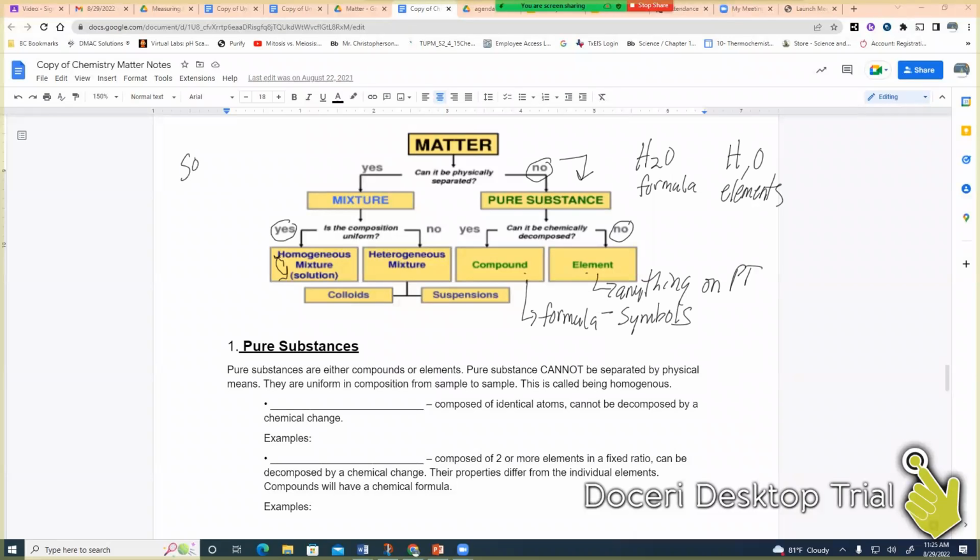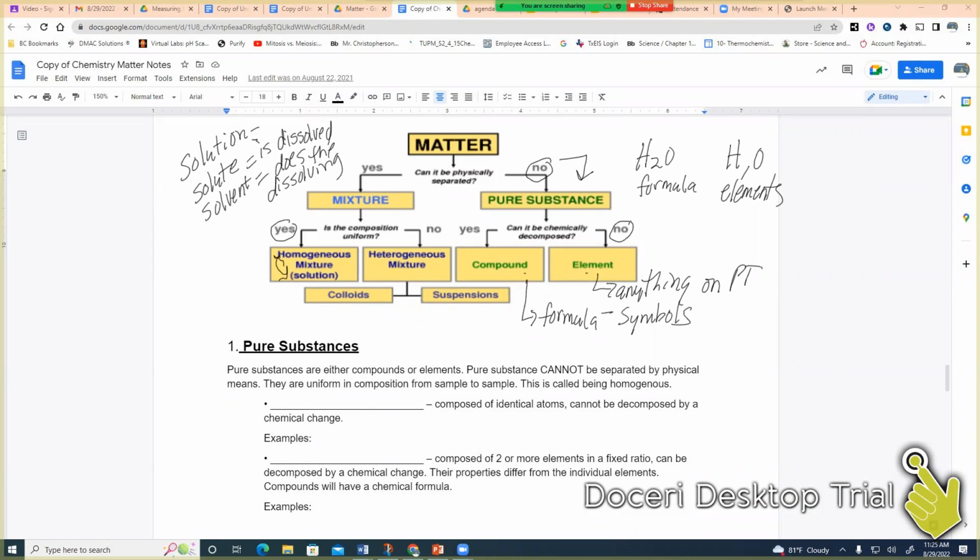Remember, whenever we talk about a solution, there's two parts to it. The solute, and that's what is dissolved. And then the solvent, which does the dissolving. Think of salt water. Salt's going to be the solute. The water is going to be the solvent.